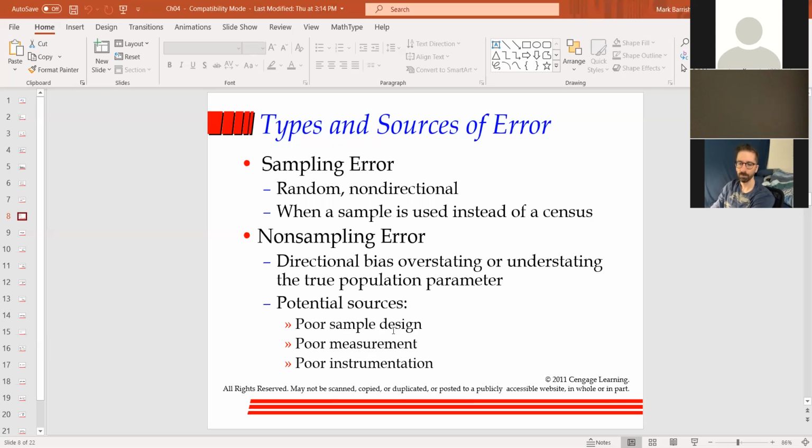Sampling error is natural variability that occurs through sampling. Even if you had no non-sampling error at all, you're going to have sampling error. Because sampling error is due to the fact that you're just going to have different participants in your study every time you rerun the experiment or rerun the study.